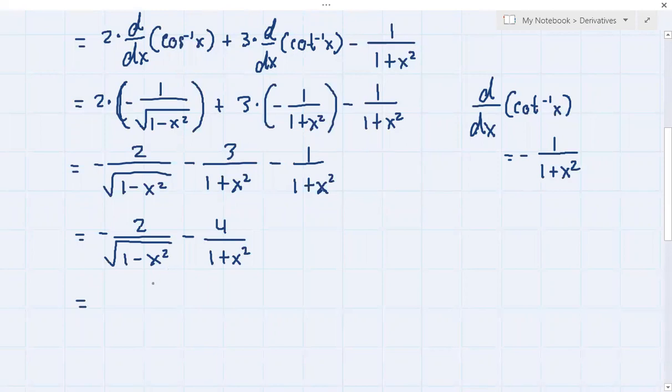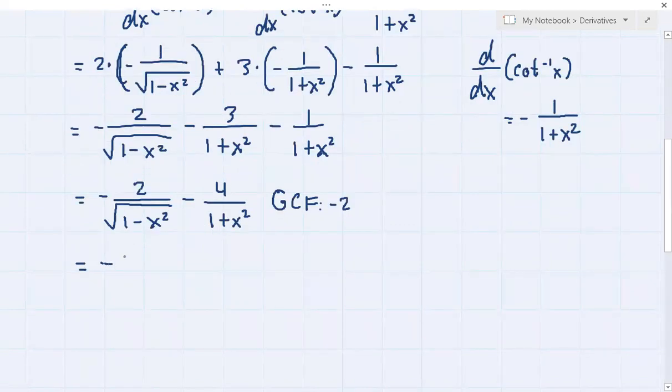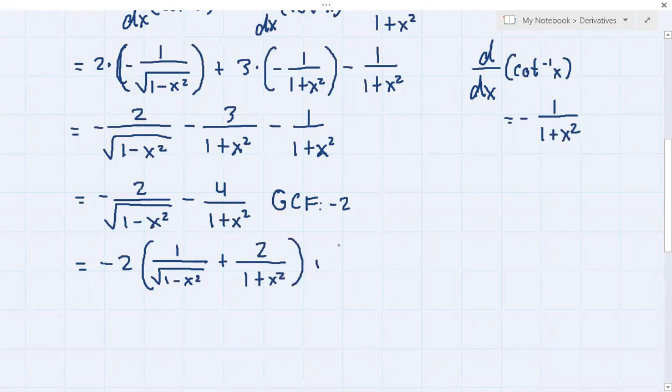In here, we can still simplify. Since we have negative 2 all over the square root of 1 minus x squared, and negative 4 all over 1 plus x squared, both of them are divisible by negative 2, which is their greatest common factor. Hence, we can factor out negative 2. So we will have negative 2 times the quantity 1 all over the square root of 1 minus x squared plus 2 all over 1 plus x squared. This can be your final answer.